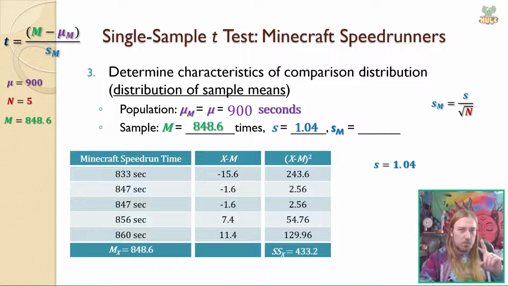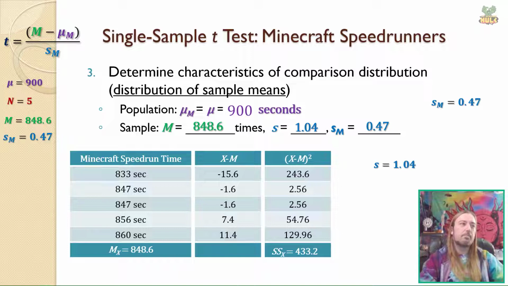Well, don't forget, we're not using standard deviation here, we're using standard error. We're not trying to find the spread of the raw scores, we're trying to find the spread of the comparison distribution, the distribution of sample means. And so we have to divide by the square root of n. So let's plug in 1.04 into the numerator of that other equation, plug in n, 5, into the denominator, and solve to get a standard error of 0.47.